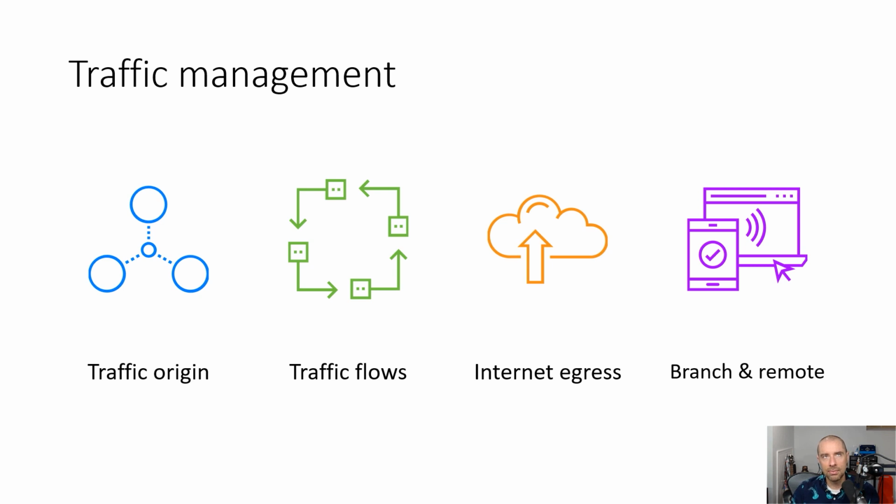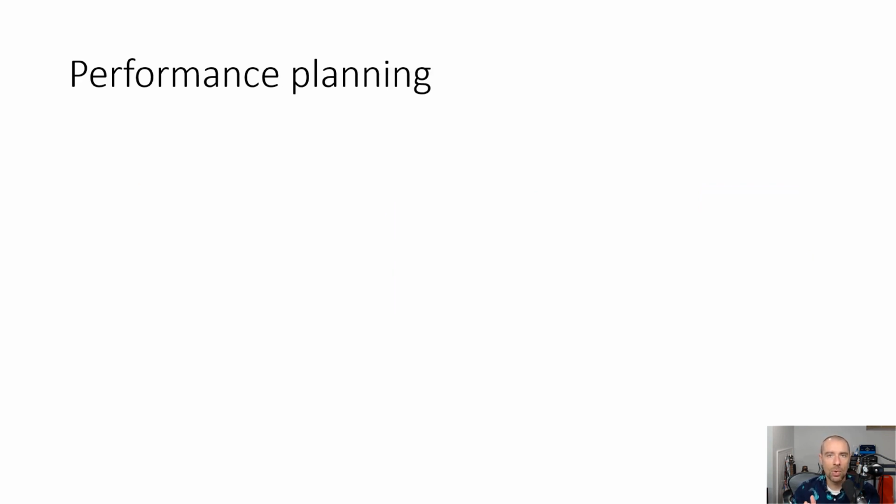So that would be one big consideration to take into account. The second one is performance planning. So we have to think about how we want to optimize for performance when it comes to the applications we're going to run in the public cloud. And one of the primary things to consider is application placement.